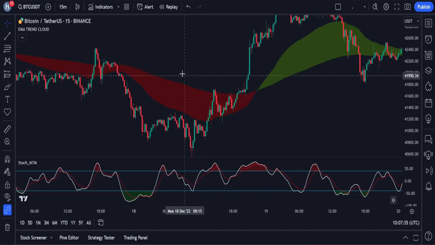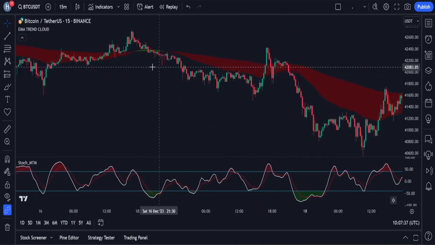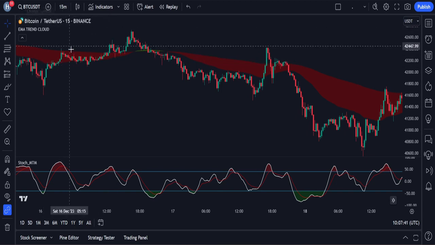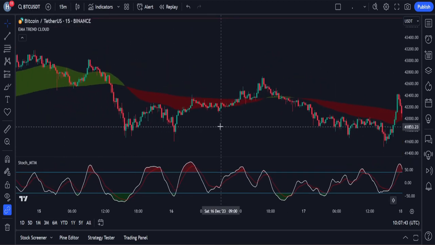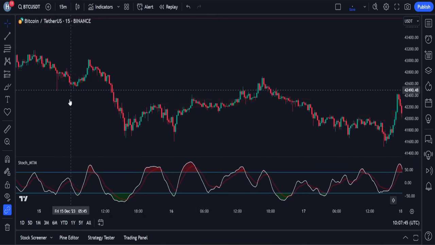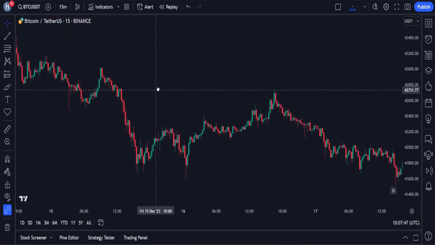So this is what our chart is going to look like when we're done setting up our indicators. I'm going to be using a Bitcoin chart on a 15-minute time frame to explain this strategy. Now I will quickly remove these indicators from the chart so I can explain everything in detail from the beginning.